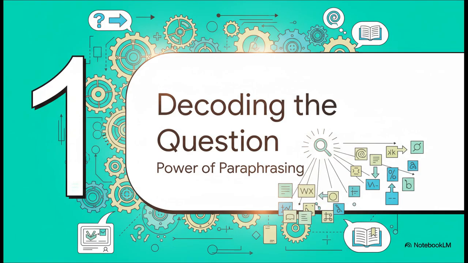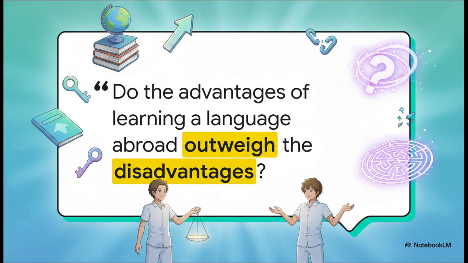Those first 30 seconds you spend just looking at the prompt can honestly be the difference between a good essay and a great one. And it all kicks off with one crucial skill: paraphrasing. So, here's the question we're tackling today. Now pay close attention to that one little word, outweigh. This isn't just asking you to make a simple list of pros and cons. No, it's asking you to be the judge, to weigh all the evidence and deliver a really clear verdict.